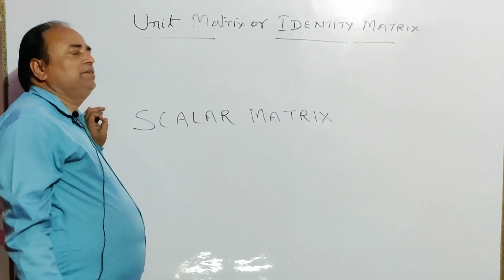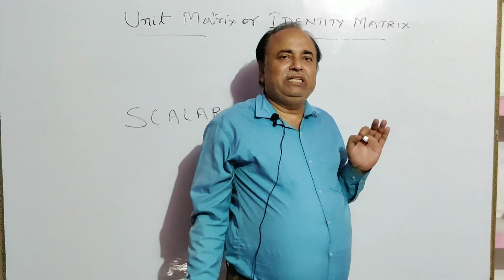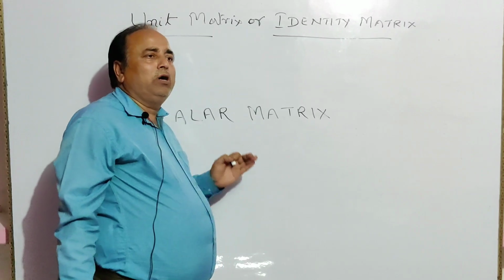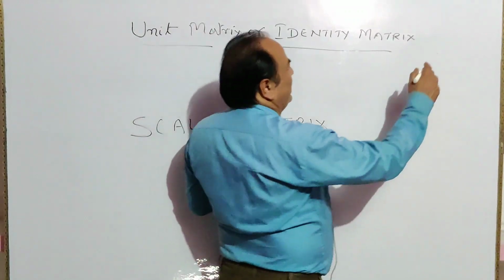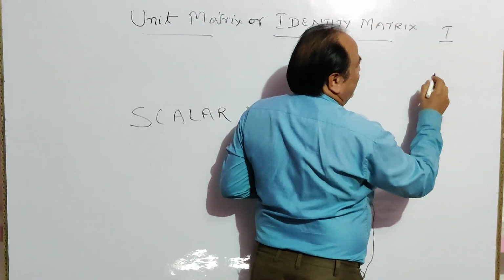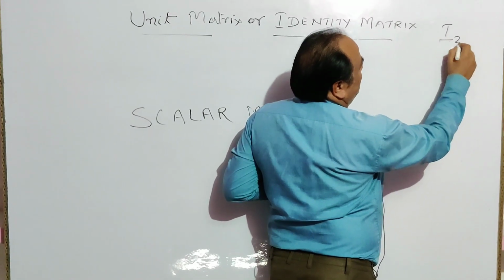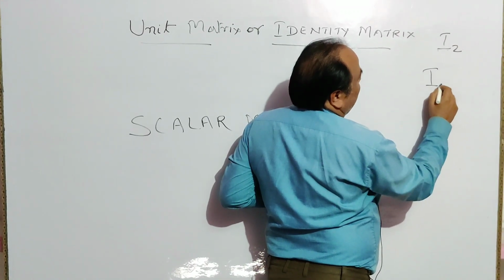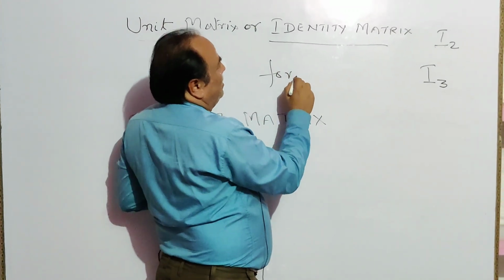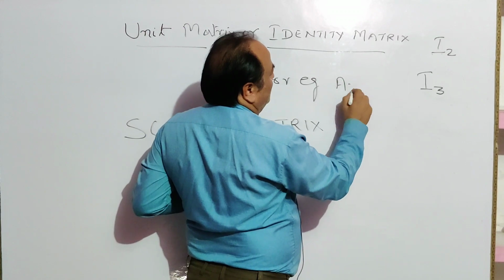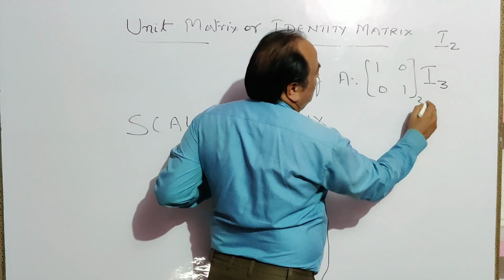A square matrix in which the diagonal elements are equal to 1, 1 means unity, and non-diagonal elements are equal to 0 is known as a unit matrix. It is represented by I. If it contains 2 rows and 2 columns, then we can also write it I2, or if it contains 3 rows and 3 columns, we write it I3. For example, A is equal to 1, 0, 0, 1. It is of 2 into 2 order.